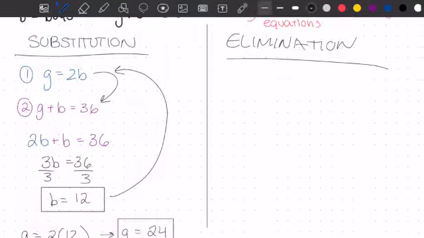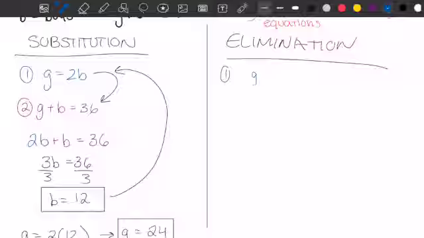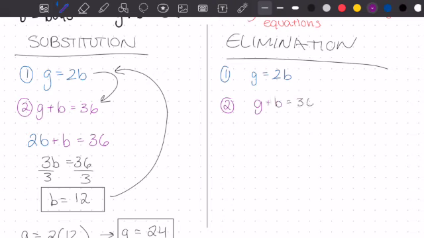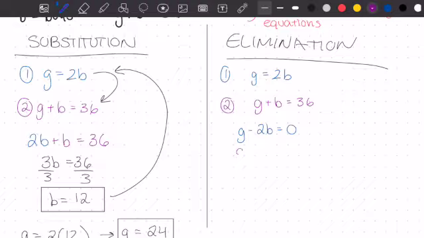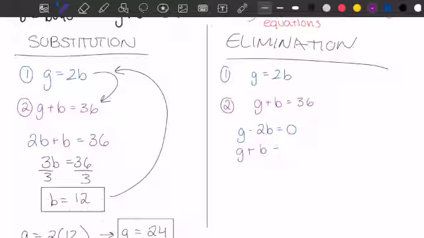Now, let's solve this one using elimination, just so I can show you that both are possible. So G equals 2B, and my equation number 2 is G plus B equals 36. Now, I have to set them both equal to 0 in my method of elimination. So I'm going to have G minus 2B equals 0, and I'm going to have G plus B minus 36 equals 0. Okay, so that's step 1 for elimination.